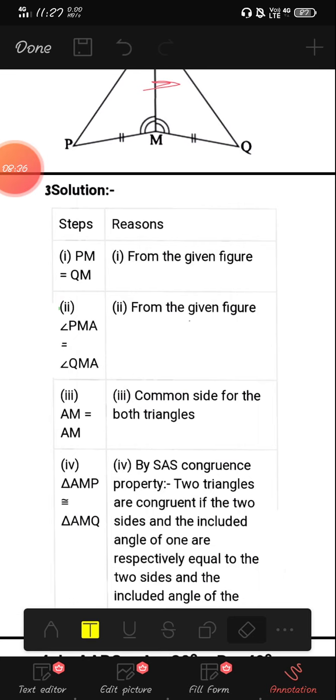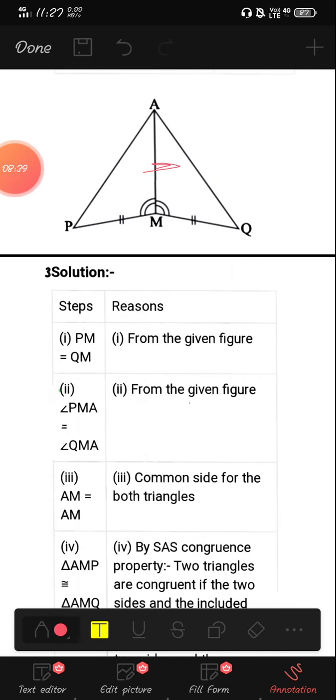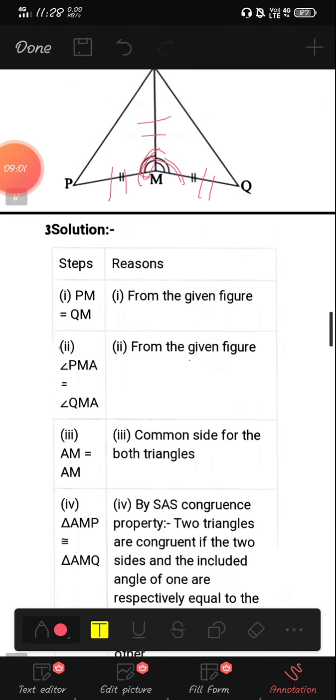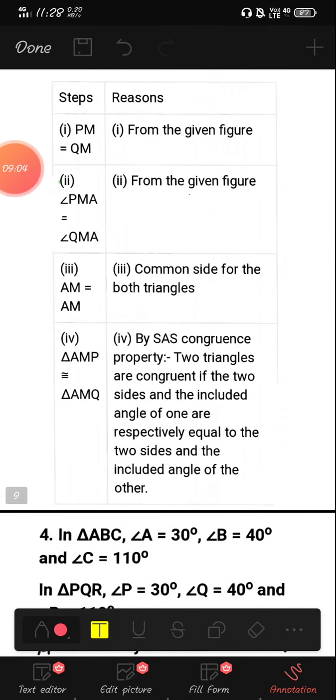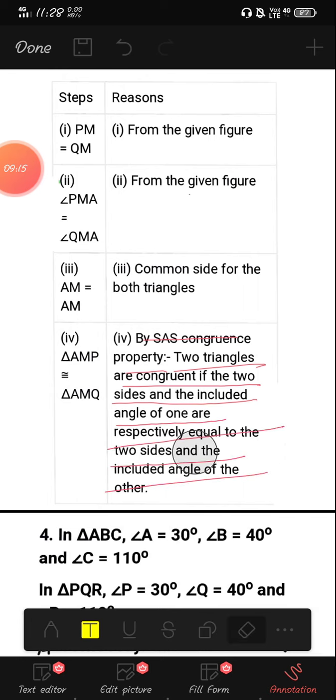For this we will write SAS congruency because we can see that this AM is common in both the triangles. That means one arm is this and another arm which is equal is PM and MQ. So we have two sides and one included angle, M, which is common in both the triangles. So it is using the SAS property for congruency. See the SAS congruency property: two triangles are congruent if the two sides and the included angle of one are respectively equal to the two sides and the included angle of the other.